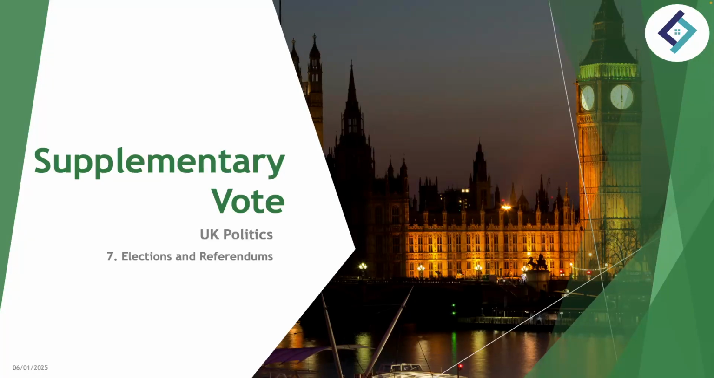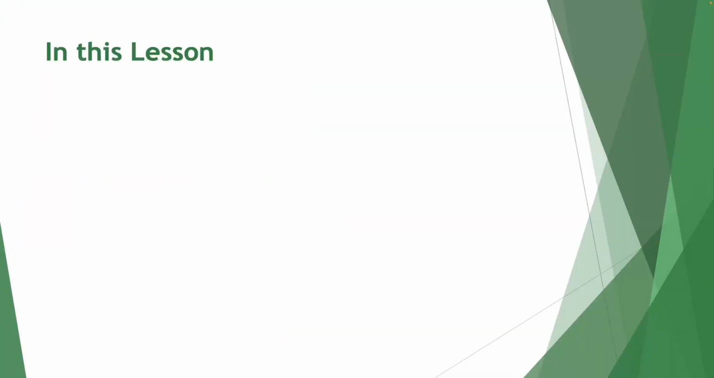Hello everybody and welcome back to our studies in AQA A-level politics, specifically UK politics. This lesson is going to be continuing our conversation about the various different electoral systems that are in place in and around the United Kingdom for whatever particular election that we're talking about. The previous video spent some time talking about the first past the post electoral system, the one that is used for general elections. This lesson is going to be talking about the supplementary vote, or SV.